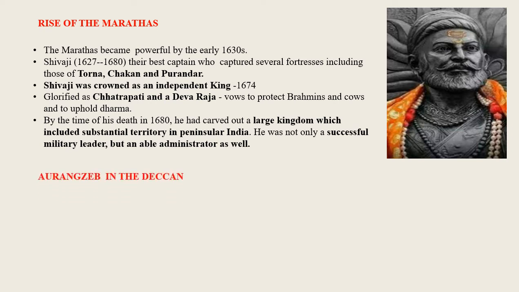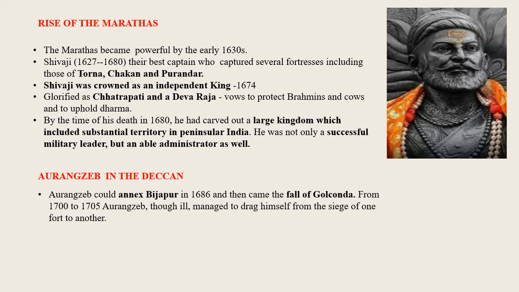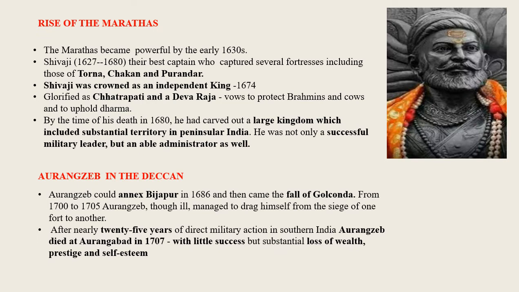Aurangzeb in the Deccan. Aurangzeb could annex Bijapur in 1686, and then came the fall of Golconda. From 1700 to 1705, Aurangzeb, though ill, managed to drag himself from the siege of one fort to another. After nearly 25 years of direct military action in southern India, Aurangzeb died at Aurangabad in 1707 with little success, but substantial loss of wealth, prestige and self-esteem.